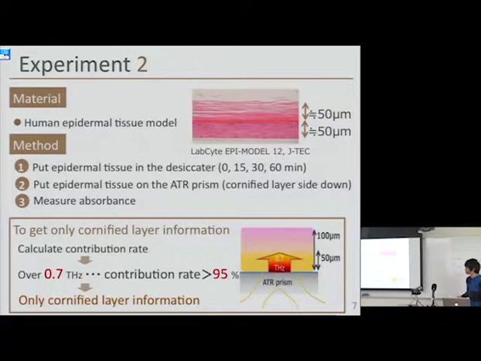To get only cornified layer information, I calculated the contribution rate. Over 0.7 terahertz, the contribution rate is higher than 95%. So I regard the region over 0.7 terahertz as containing only cornified layer information.